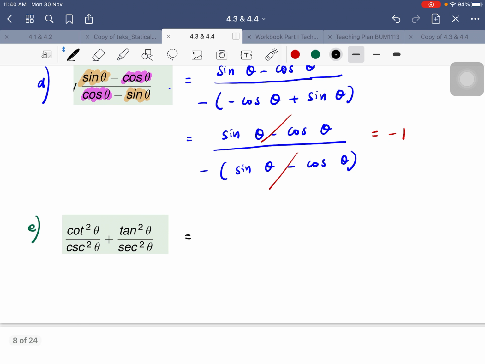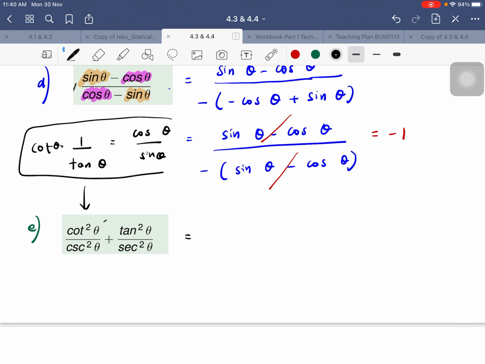So at the top, I have cotangent square theta. And we know that cotangent theta is 1 over tangent theta. And tangent is sine over cos, so 1 over tangent is going to be the other way around. So it's going to be cos over sine. So that is what happened for the first term. So let me put a box over here to tell that it's not related to D.